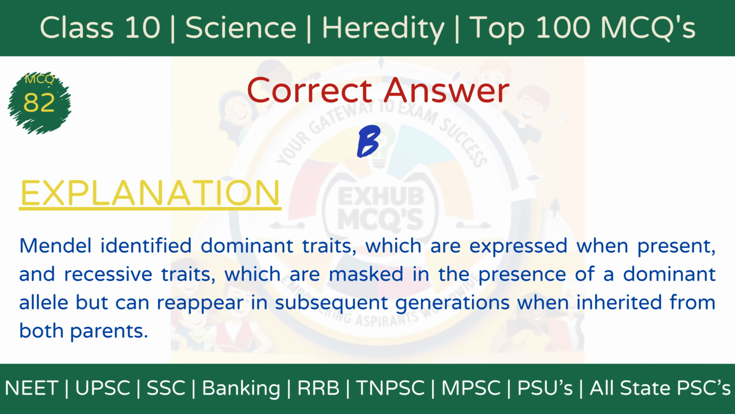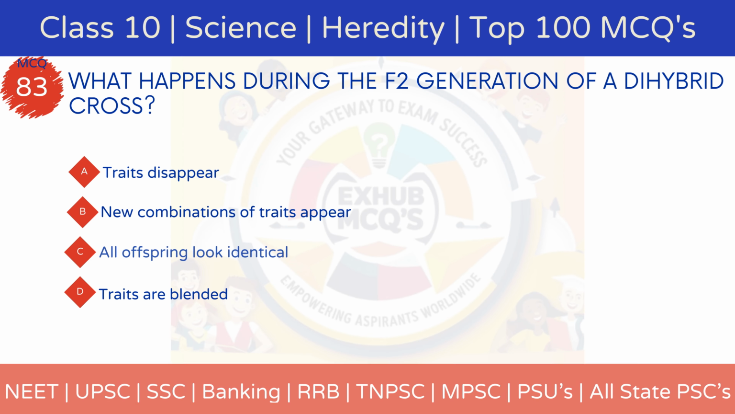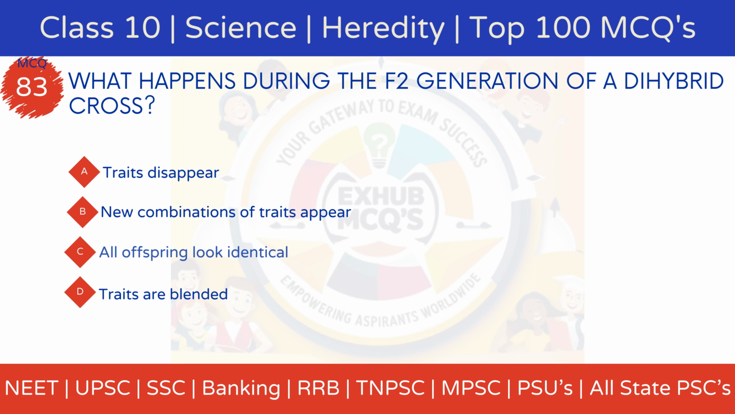The correct answer is option B, dominant and recessive. Explanation: Mendel identified dominant traits, which are expressed when present, and recessive traits, which are masked in the presence of a dominant allele, but can reappear in subsequent generations when inherited from both parents. MCQ 83. What happens during the F2 generation of a dihybrid cross?